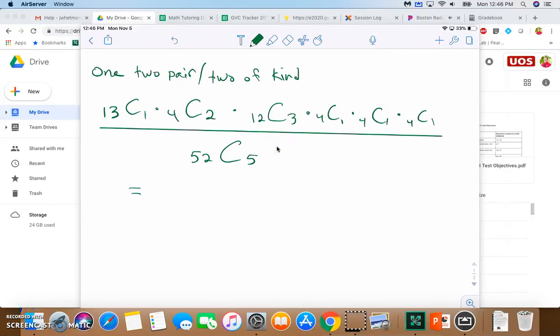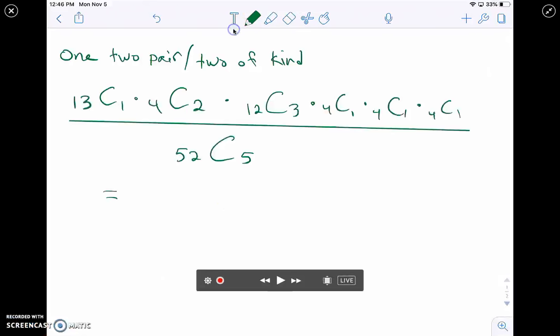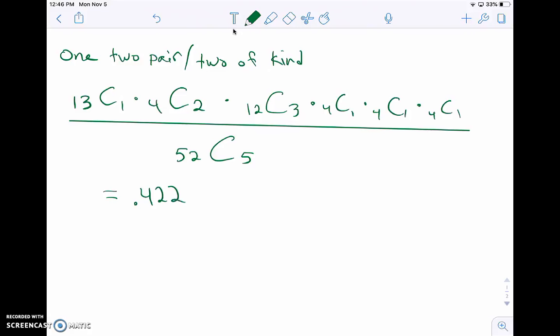Okay, now that I have done this in the calculator, I got approximately 0.4226. That's a 42.26% chance of getting just a 2 of a kind, which you would expect to be much higher.